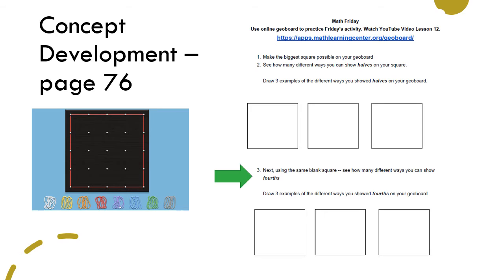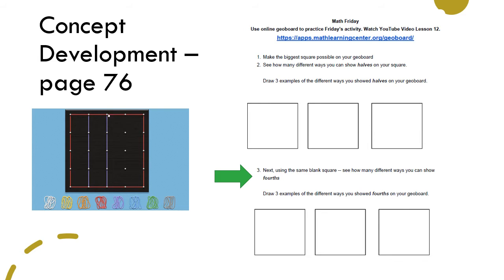You can pause the video to work on yours, and then when you're ready, you can watch and see if you made any of the same ways as mine. So I'm adding 1 rubber band to show 1 share, another rubber band, and then a 3rd rubber band. So if I add 3 rubber bands there vertically, I have 1, 2, 3, 4 equal shares. That would be one example, and I can draw that in my square.